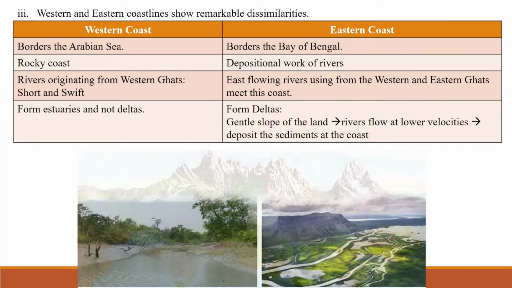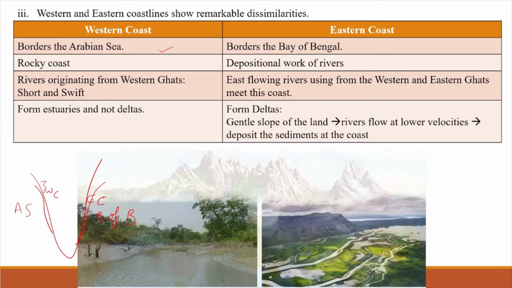Now let's understand the difference between the western coast and the eastern coast. Western coast borders the Arabian Sea. Let's write here. So this will be western coast. This will be your eastern coast. So this borders which sea? The Arabian Sea, whereas the eastern coast borders the Bay of Bengal.